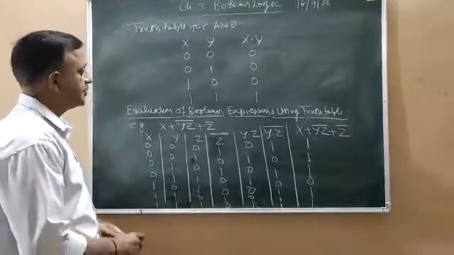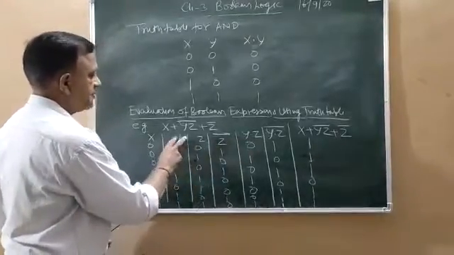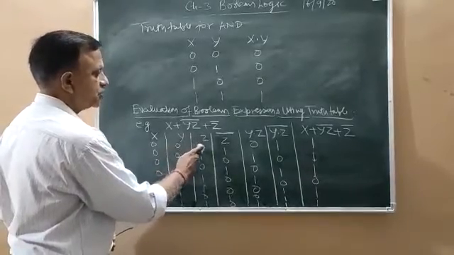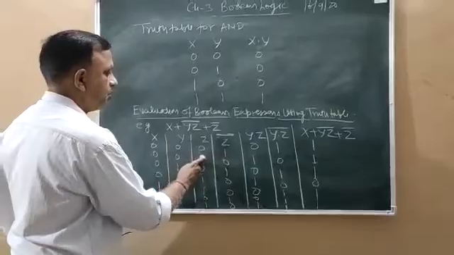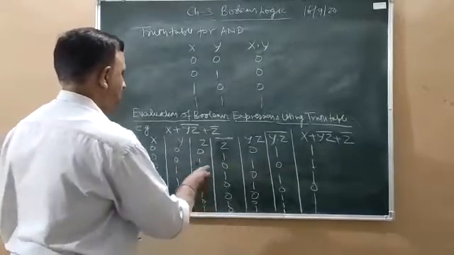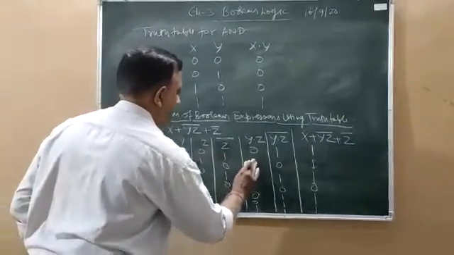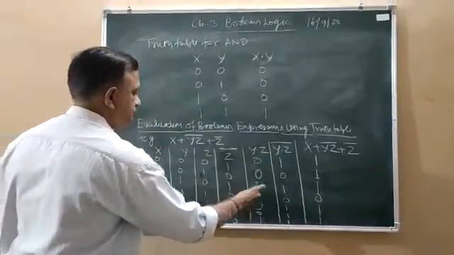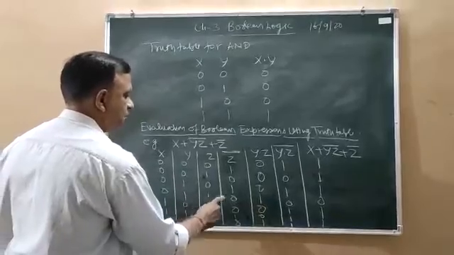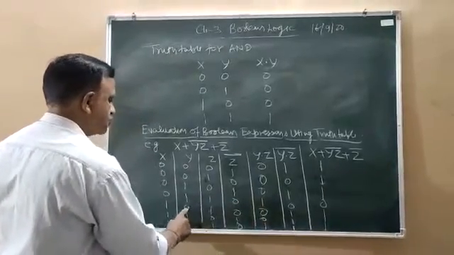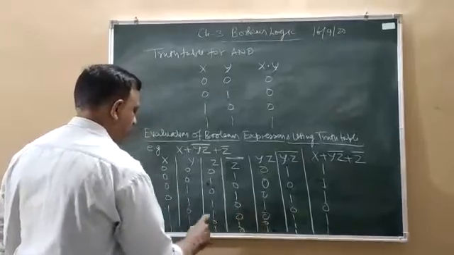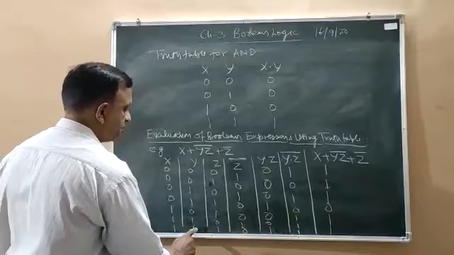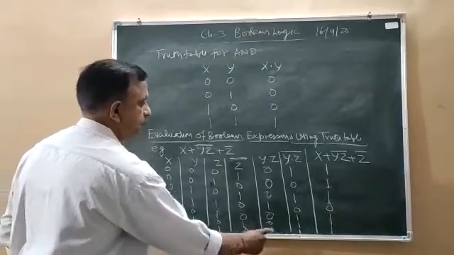Now we will calculate y dot z. We will multiply y and z. So for the first combination we multiply, 0 AND 0 would be 0, 0 AND 1 would be 0, 0 AND 1 would be 0. Then 1 AND 0 would be 0. Then 1 AND 1 would be 1. Then 0 AND 1 would be 0. Then 1 AND 0 would be 0. Then the last combination, that is 1 AND 1, would be 1.